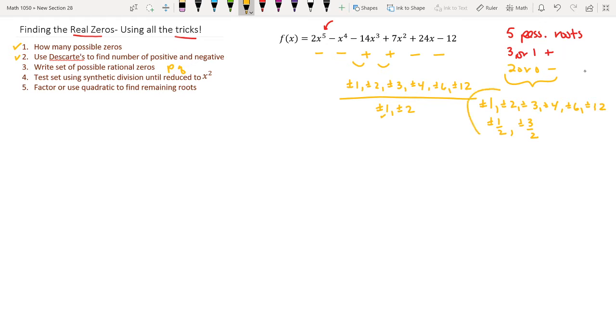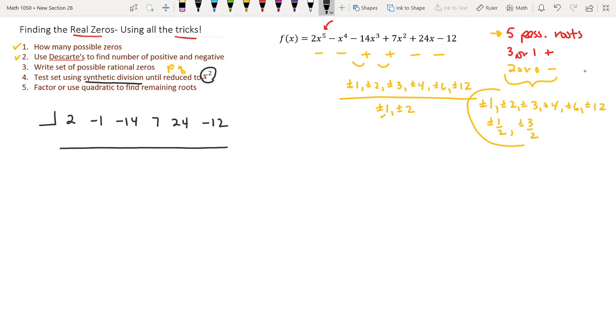But of this set of possible roots, we're only going to have 5 total and possible combinations of positive and negative. All right, so we're going to go ahead and take this. The basic idea, once I've done that, is I'm going to use synthetic division until I get it down to x squared. At that point, I can factor or use the quadratic formula. So taking my leading numbers here, I have 2, negative 1, negative 14, 7, 24, and negative 12.